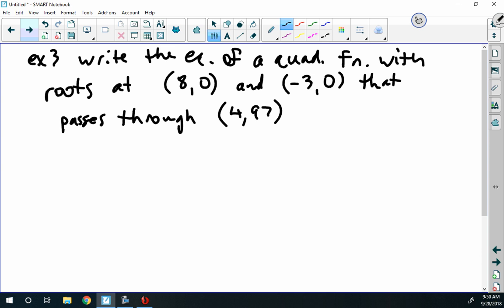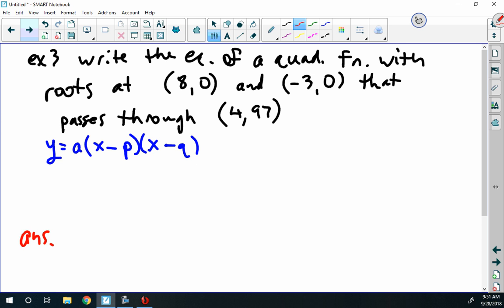Just like we did before, we can write most of the answer without doing any work here, can't we? What's our tool that we're going to be reaching into our back pocket for? y equals what? What form are we looking at here? A times x minus p and x minus q, right? That's the one we're using. So our answer is going to be of that form. So our final answer is going to be y equals some a value, I don't know what that is, times x minus my p. Well, what's my p?